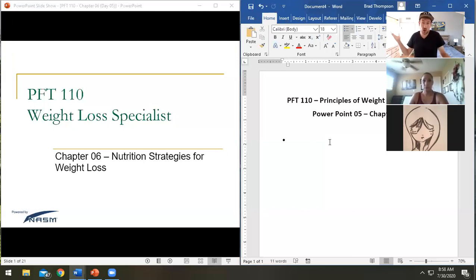Like we know that sugar's bad for us, but most people don't know how to cut it out of their diet. Right. We know that an excess of calories causes excessive weight gain, but we don't know how to avoid those calories.